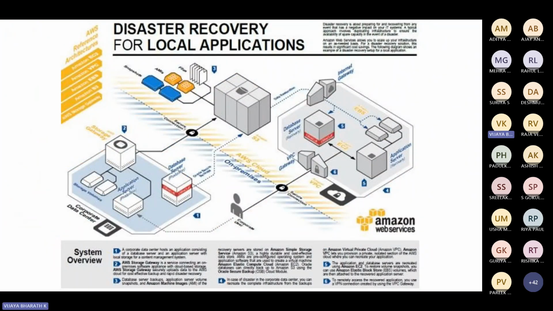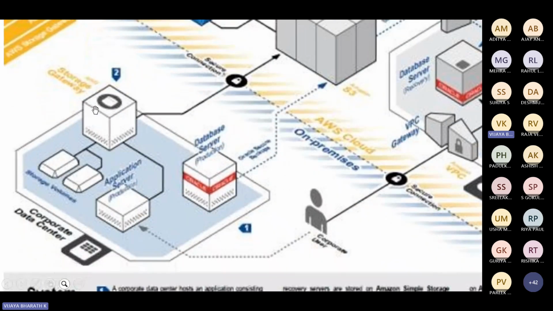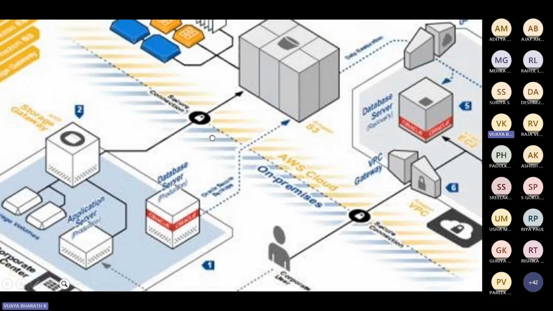Next is disaster recovery for local applications. You can see how your data center manages during local applications when they are in some disaster. Here you can see you have a storage gateway and database server. You have on-premise and you have data in the AWS cloud. You have an application server, storage volumes, and database server. All these data are replicated to AWS. You can see here.